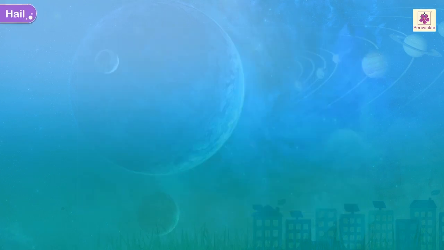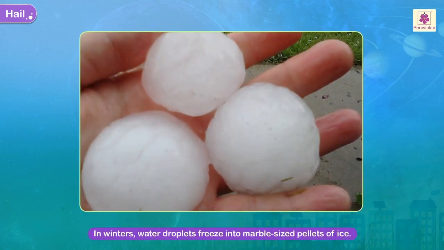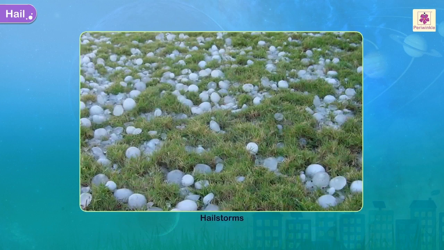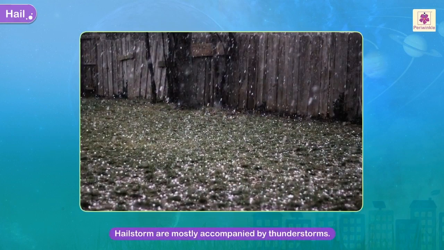Hail. This type of precipitation occurs in places where rains are frequent. In these places, sometimes in winters, the water droplets freeze into marble-sized pellets of ice. As these are too heavy to stay afloat in clouds, they fall on the earth, causing hailstorms. Hailstorms are mostly accompanied by thunderstorms.